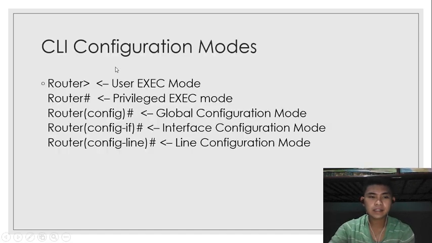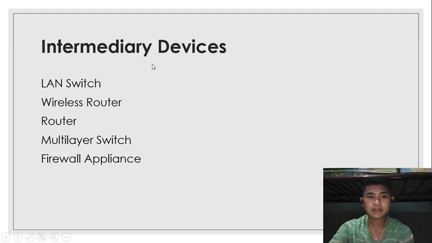Here are again the CLI configuration modes and their corresponding command prompt displays: the user exec mode, the privilege exec mode, global configuration mode, interface configuration mode, and lastly the line configuration mode. We have here the intermediary devices like LAN switch, wireless router, multi-layer switch, and firewall appliances. Intermediary devices connect the individual end devices to the network and can connect multiple individual networks to form an internetwork.